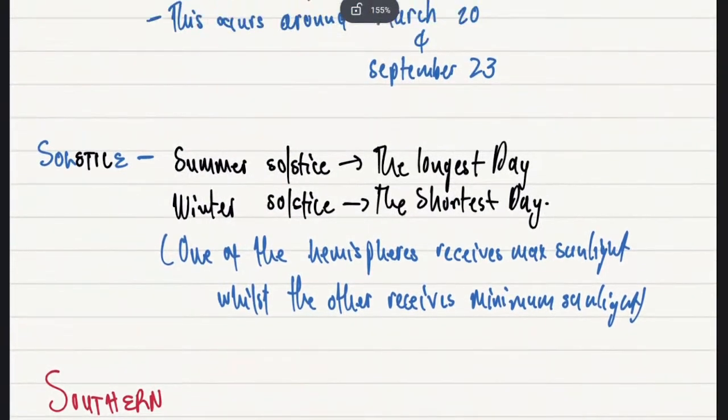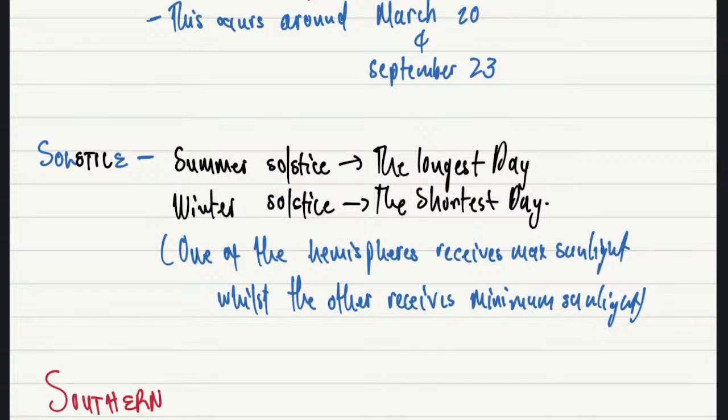Obviously, if we are saying that at solstice the days are not equal, we're saying either you have the longest day or the shortest day. This is caused by a difference in sunlight. Either you're going to receive minimum sunlight or maximum sunlight.